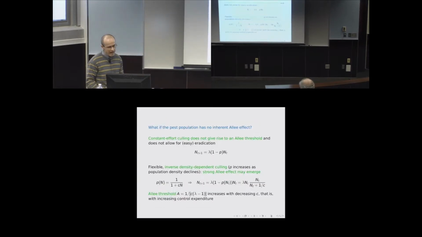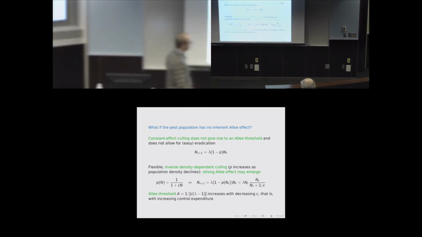So this is nice, but the question is, what can you do if there is no inherent Allee effect in the population? Because there are populations which have no inherent Allee effect. If they have none, whatever you can do with pest control just comes to this equation, and unless this value is less than 1, you still have exponential or geometric growth.